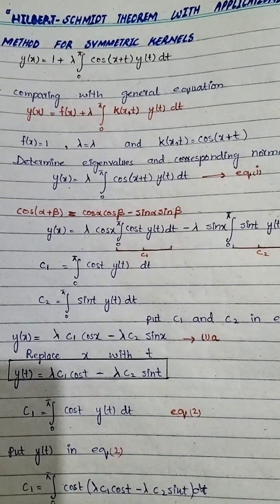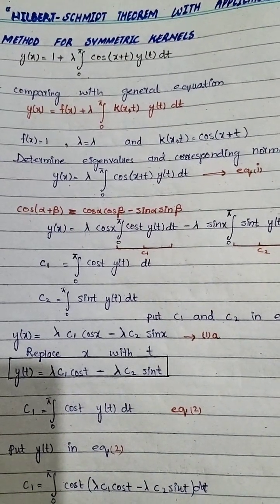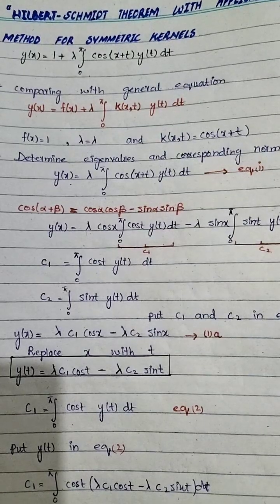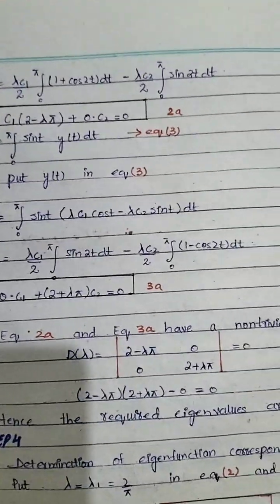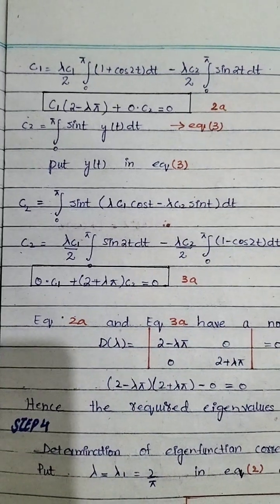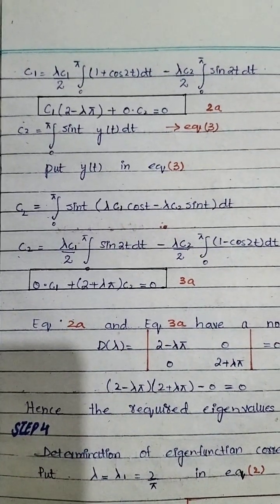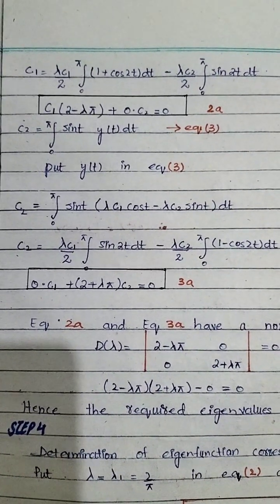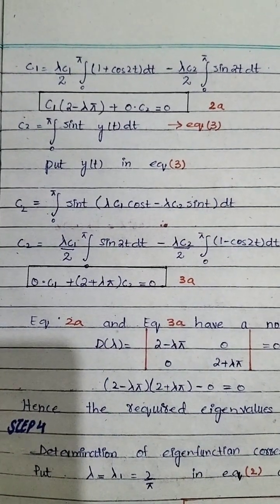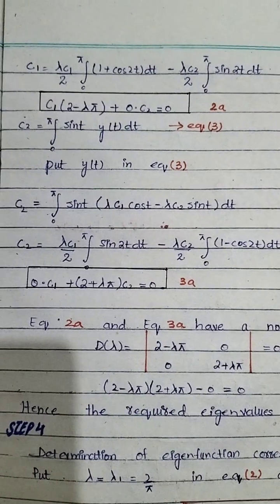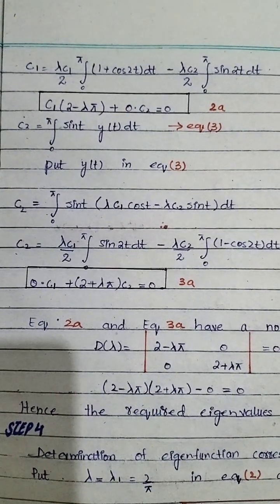Now c1 is equal to integral from 0 to pi of cos t y of t dt. Put y of t in equation 2, and in this way we can solve for c1. By solving c1 we get the first equation, which is 2a. Now after that we have to find c2. Put y of t in c2, then we get the second equation, which is 3a.